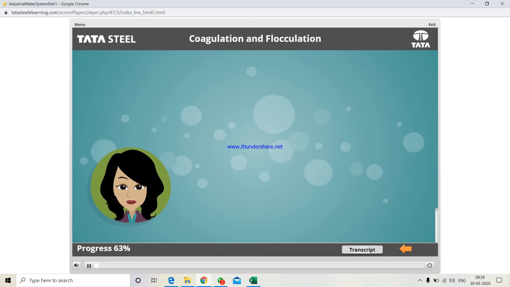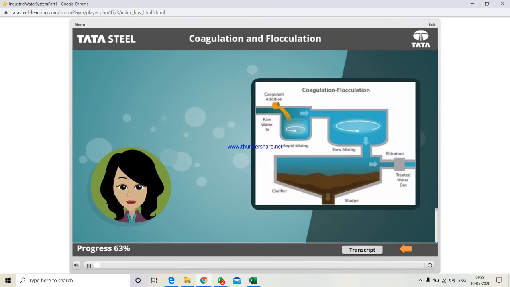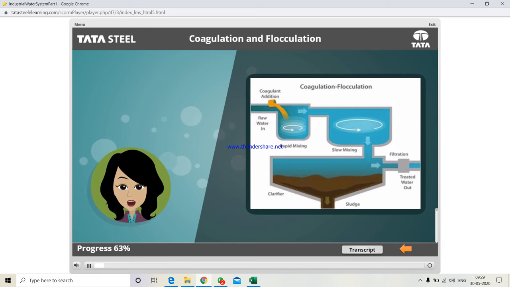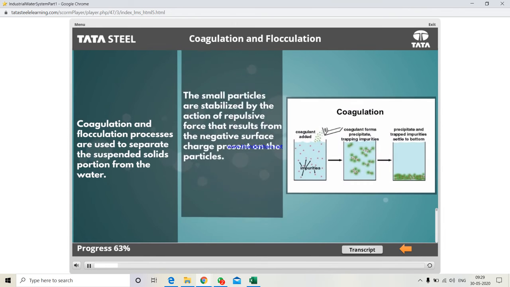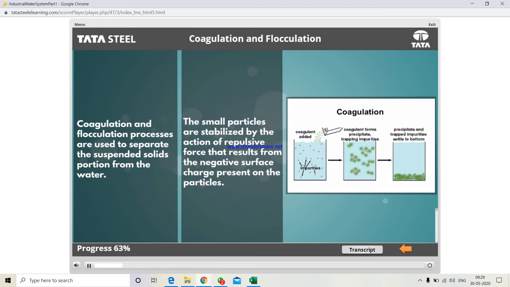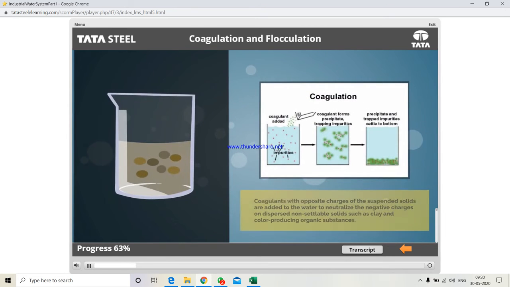After the water comes out of the bar screens, it undergoes another process called coagulation and flocculation, which are used to separate the suspended solid portion from the water. The small particles are stabilized by the repulsive force that results from the negative surface charge present on the particles. Coagulants with opposite charges to the suspended solids are added to the water to neutralize the negative charges on dispersed non-settleable solids such as clay and color-producing organic substances.